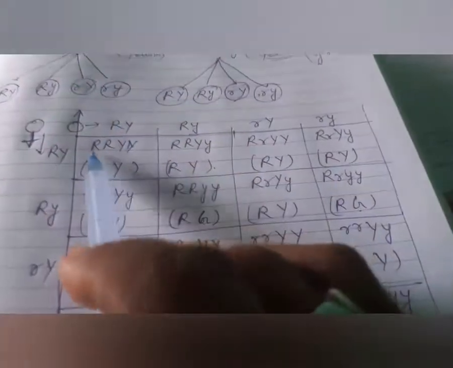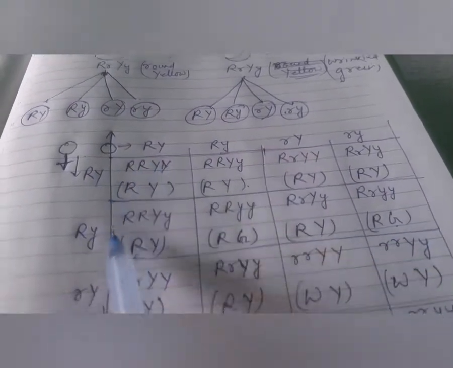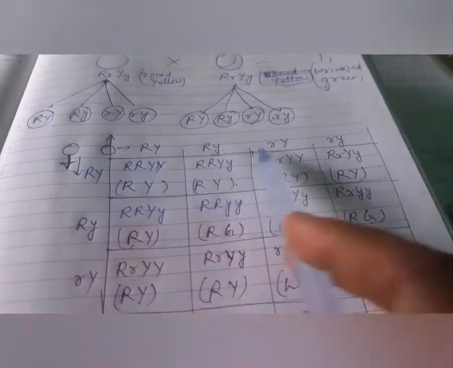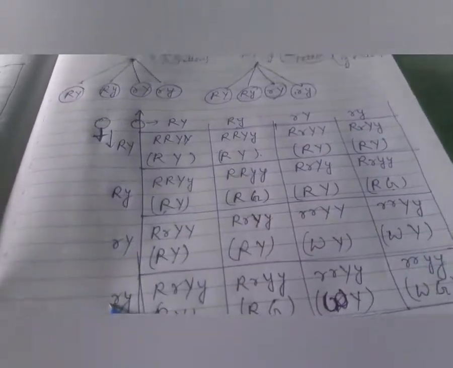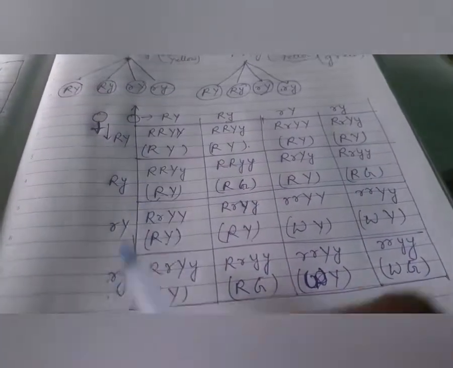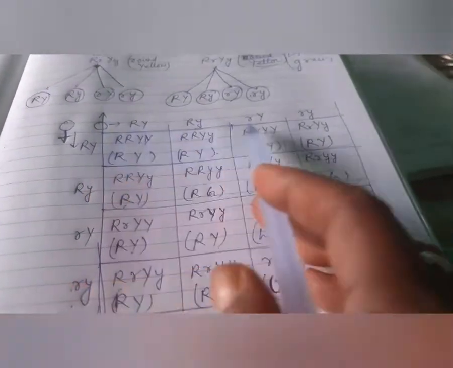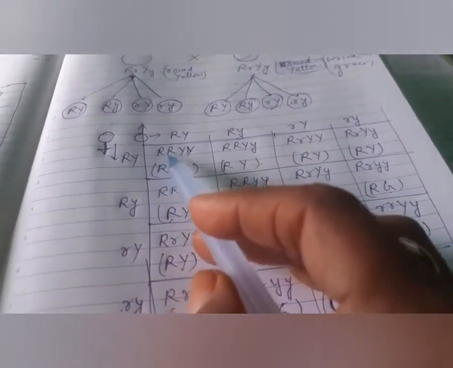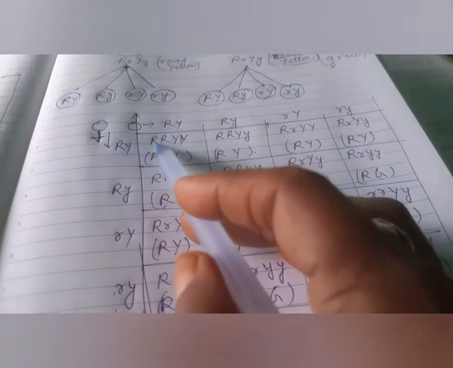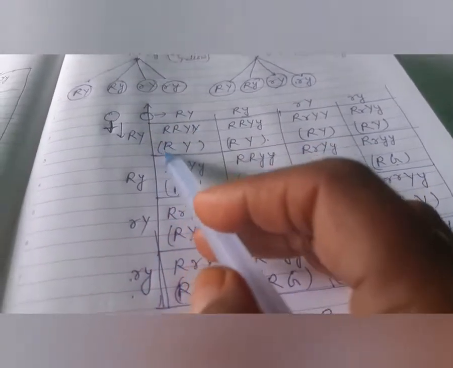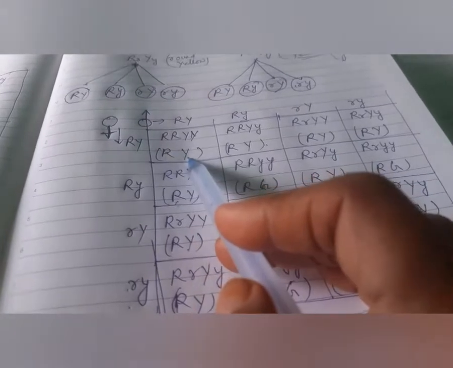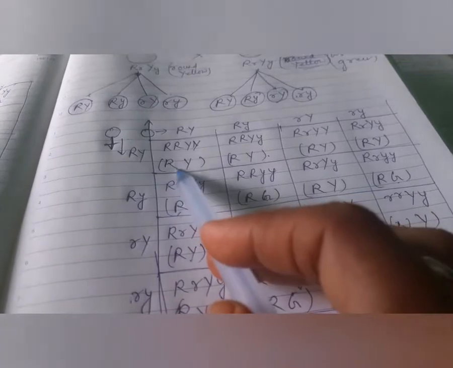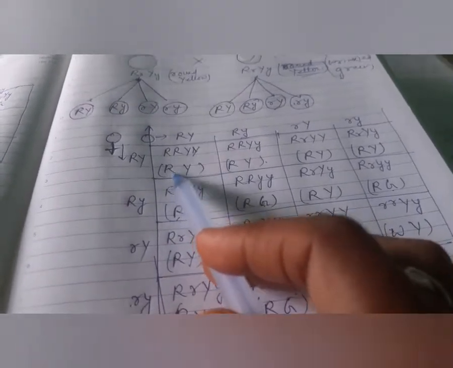How can we make this cross chart? The male plant's gametes and the female plant's gametes are placed here. That means female gametes on this side and male gametes on this side. When fusion takes place, this R, this R, this Y, this Y, that means RRYY, round yellow. Here round and yellow both are dominant, so the phenotypic appearance, the external appearance, will be round yellow.